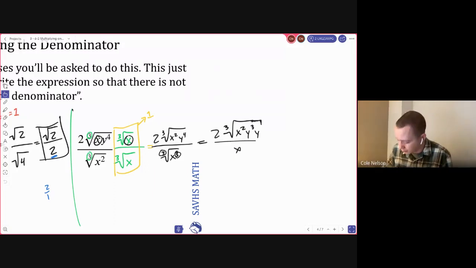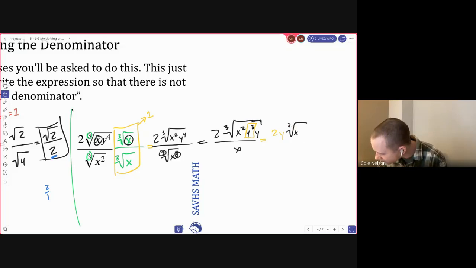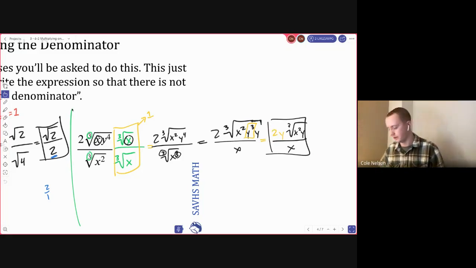Okay, so now what do I have on the top? I can take this y to the 3rd out and rewrite it as 2y cube root of x squared y. And then on the bottom, I still have my x. There's my fully simplified expression.